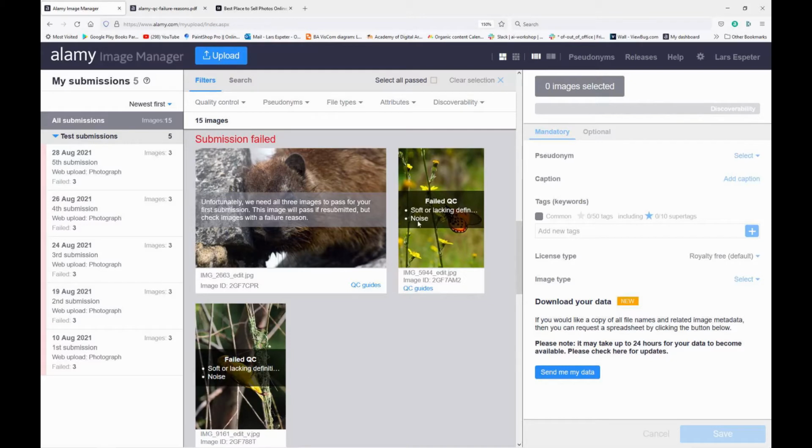The other two images, again, were rejected for soft or lacking definition and for noise. I checked the images again and I actually found a little bit of noise. So, okay, they all want completely noise-free images. For artists, noise is not necessarily such an issue, but I get it that when you have a photo stock site, you don't want people who buy these images to see noise because, I don't know, they don't like it. That is fine.